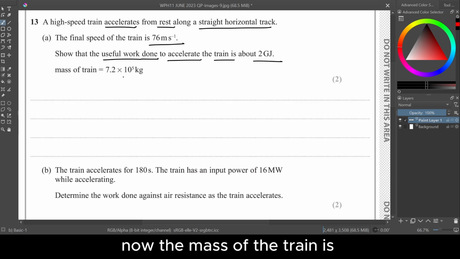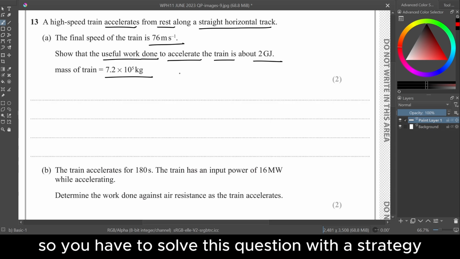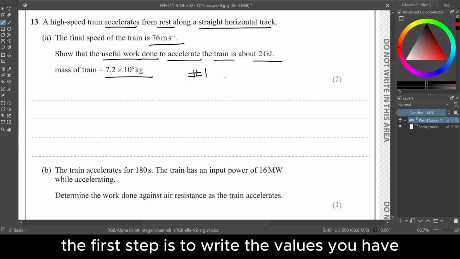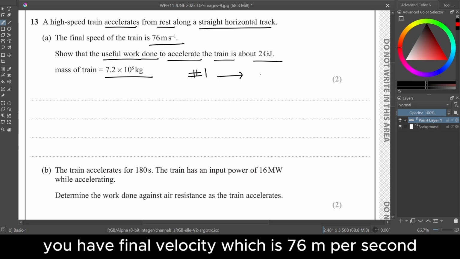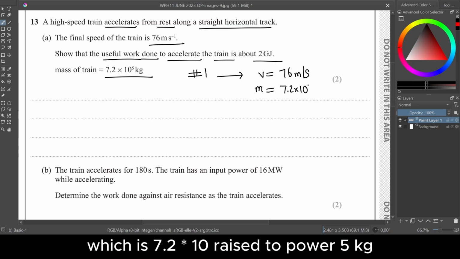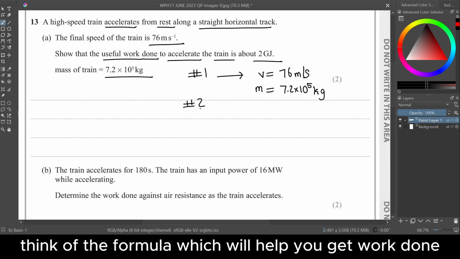Now the mass of the train is 7.2 times 10 raised to power 5 kg. So you have to solve this question with a strategy. What is that strategy? The first step is to write the values you have. You have final velocity, which is 76 meters per second, and you have mass, which is 7.2 times 10 raised to power 5 kg. Now the second step: think of the formula which will help you get work done.